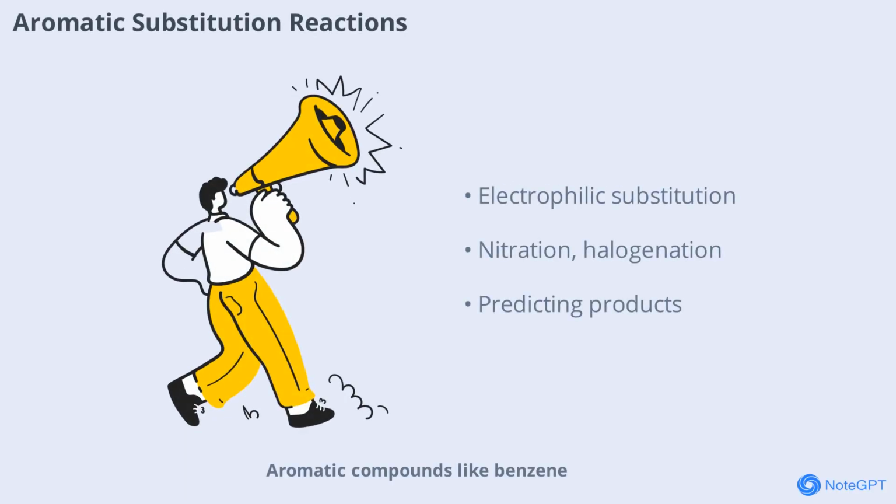Aromatic compounds like benzene undergo substitution reactions rather than addition. We'll explain electrophilic aromatic substitution using examples like nitration and halogenation. Understanding the mechanism and directing effects is crucial for predicting products in aromatic chemistry.